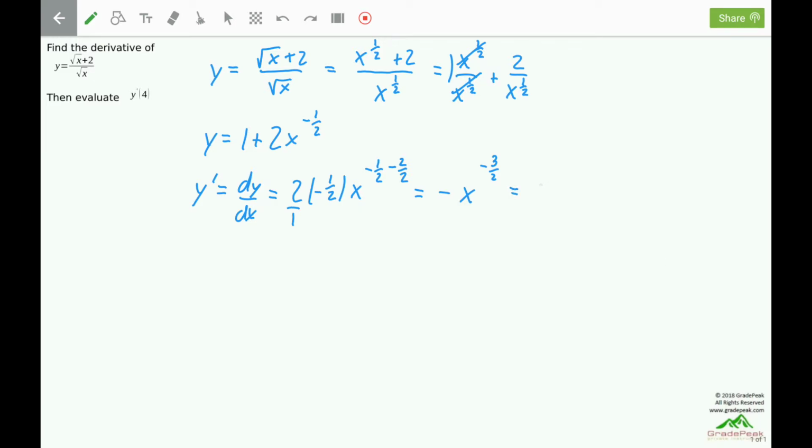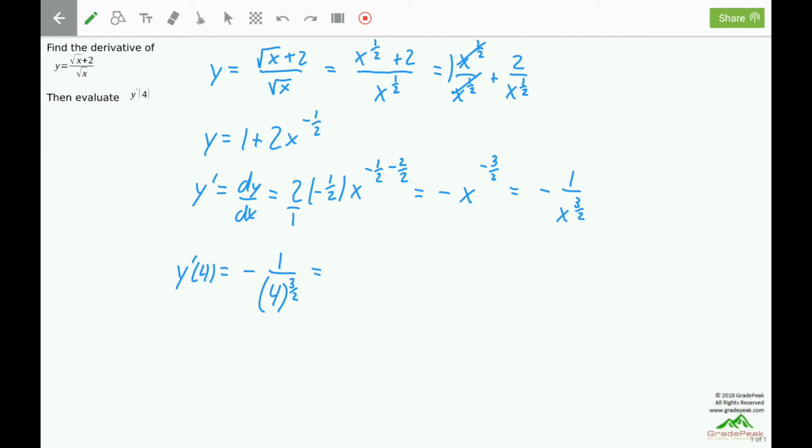Since it's a negative exponent, it can move to the denominator and be called a positive exponent. That'll leave a 1 in the numerator, and overall the fraction's negative from the minus. There's our derivative. The next thing we can do is evaluate this at 4. Y prime of 4, which is going to be negative 1 over 4 to the 3/2.